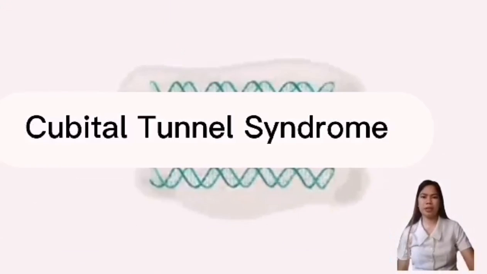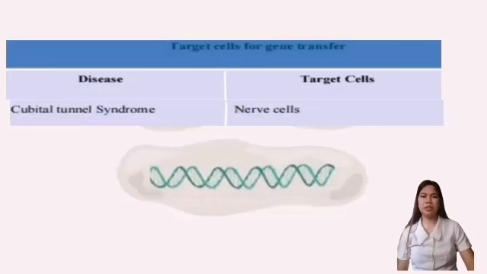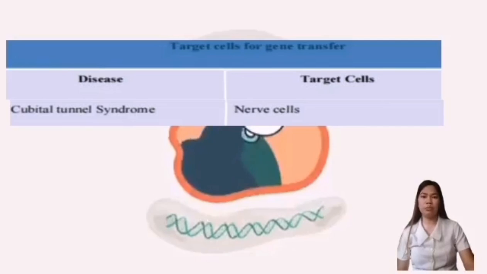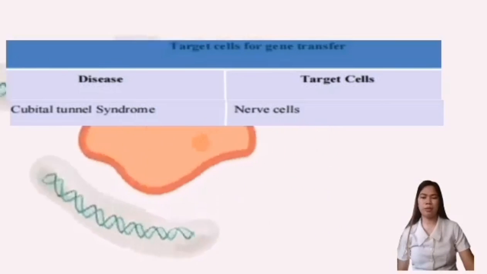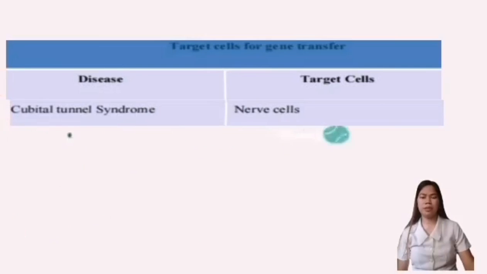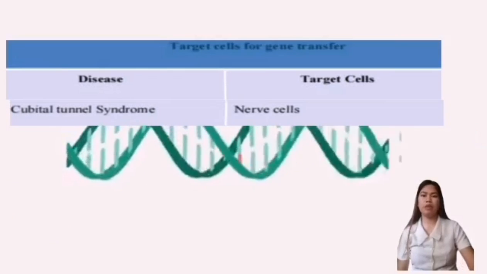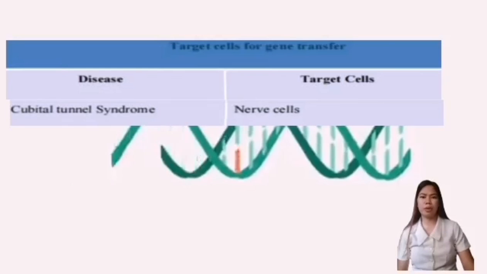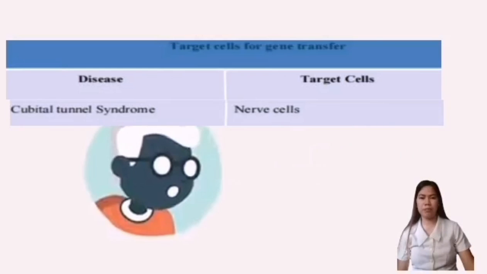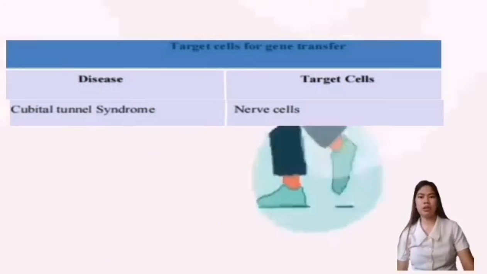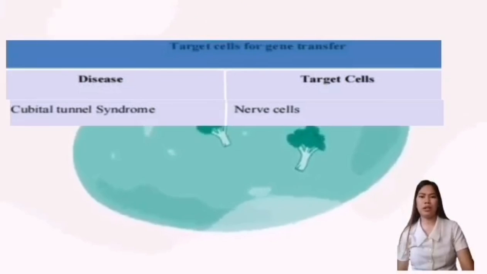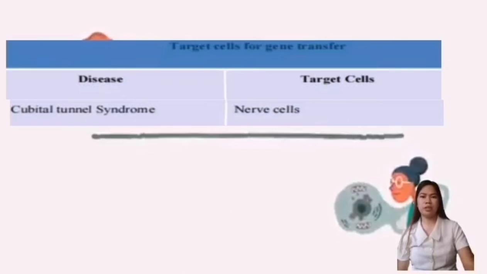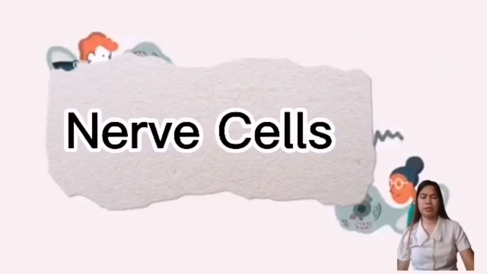So last is cubital tunnel syndrome. Cubital tunnel syndrome is a problem with the ulnar nerve which passes through the inside of the elbow. It causes pain that feels a lot like the pain you feel when you hit the funny bone in your elbow. Cubital tunnel syndrome may happen when a person frequently bends the elbows, leans on their elbow a lot, or has an injury to the area. The target cells for gene transfer in this disease is nerve cells.